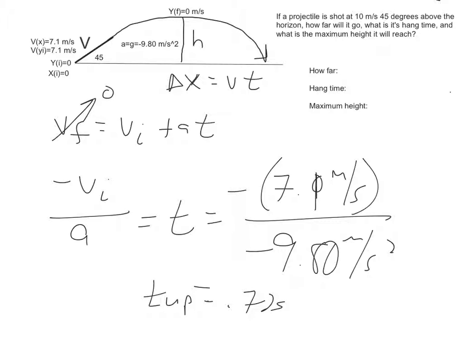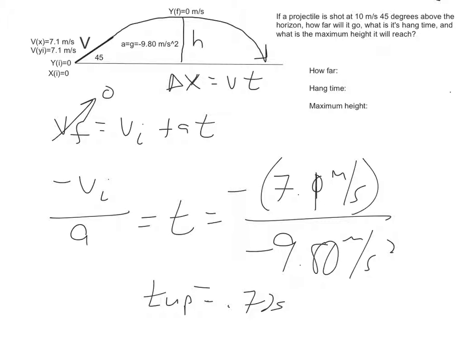So with that, I actually answered a couple things. First off, my time up is 0.72 seconds. So it takes me 0.72 seconds to go from the base all the way up to the maximum height. But in this type of projectile motion problem, we have symmetry. So if it takes me 0.72 seconds to go up, it'll take me 0.72 seconds to go down. So there's two things I figured out. The hang time, which is 0.72 seconds, times 2, which is going to be 1.44 seconds.